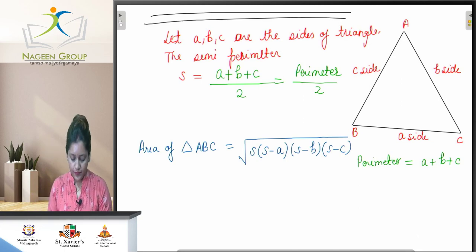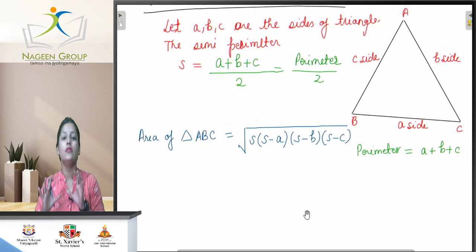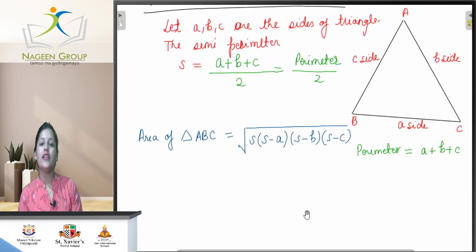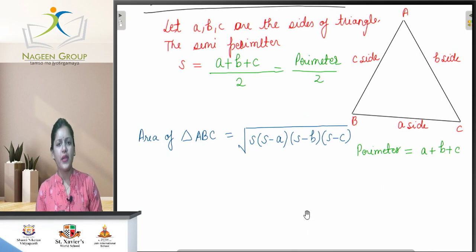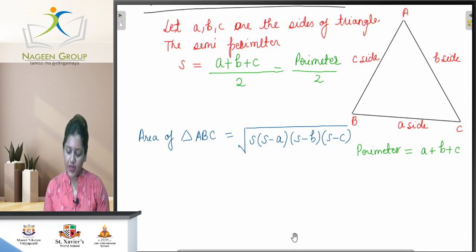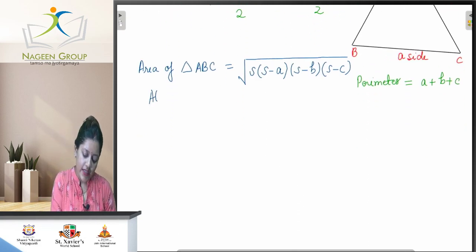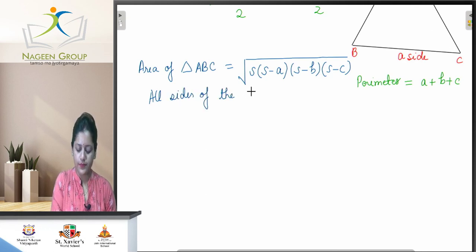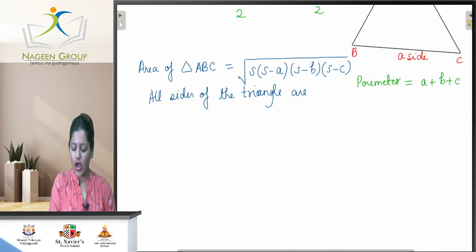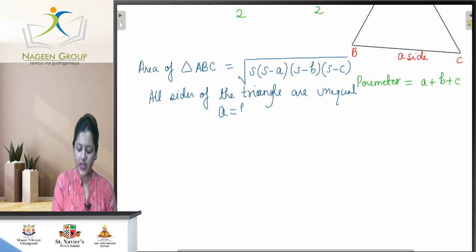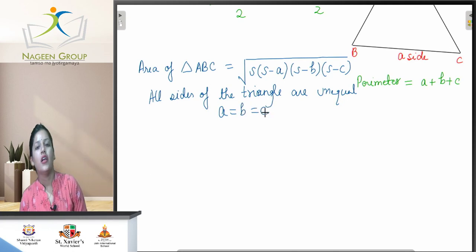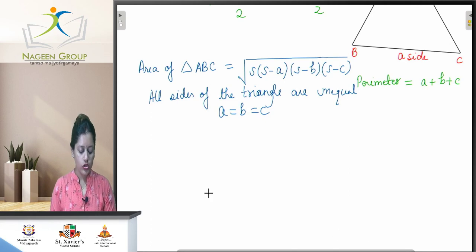There are also some other formulas for finding the area of a triangle, but this formula is mainly used for finding the area of a triangle which has unequal sides, that is, when all the sides of the triangle are unequal, meaning the condition a not equal to b not equal to c. Have you understood? After that there are also some other formulas.